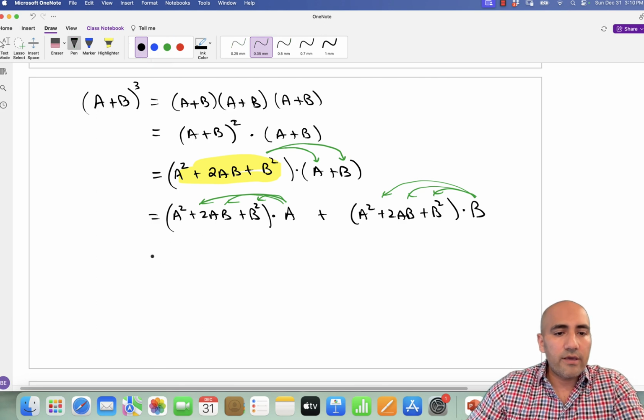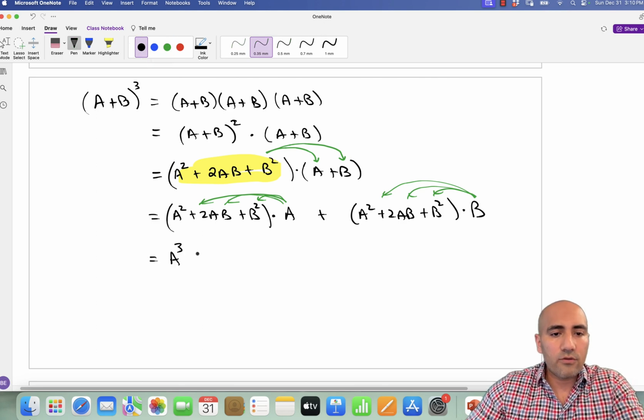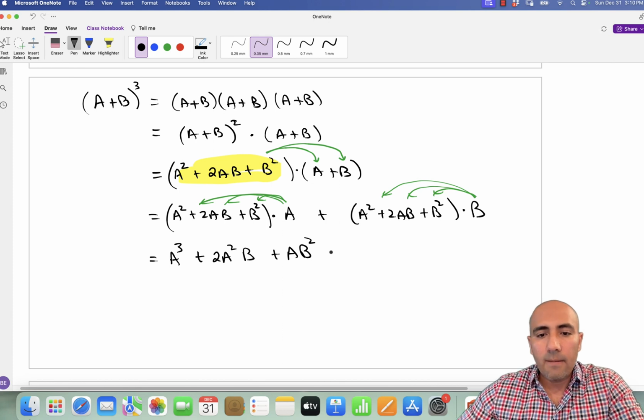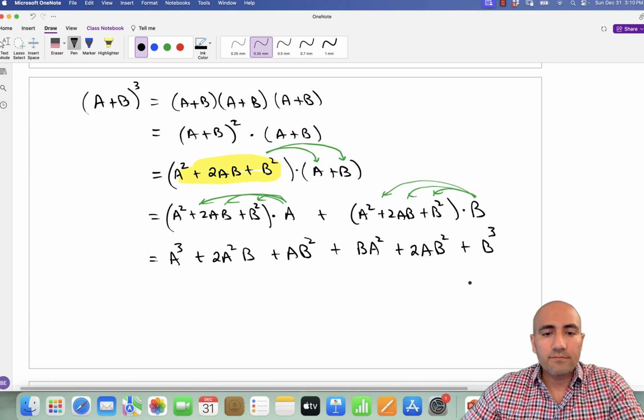So we'll end up with a to the power of 3 plus 2a squared b plus ab squared. Right? So power 3 for the a, 2a squared b, plus ab squared. Plus, now we distribute this b, we get ba squared plus 2ab squared plus b cubed.